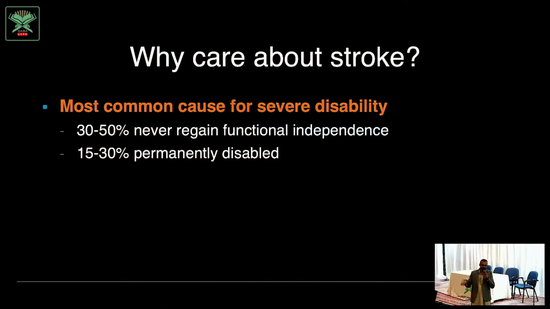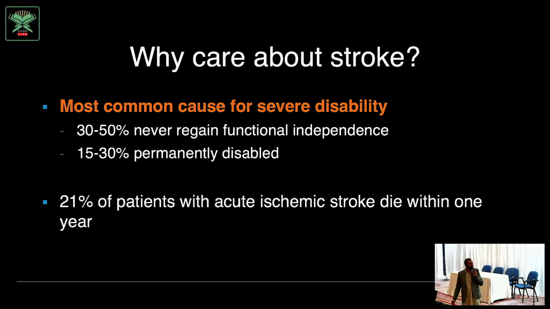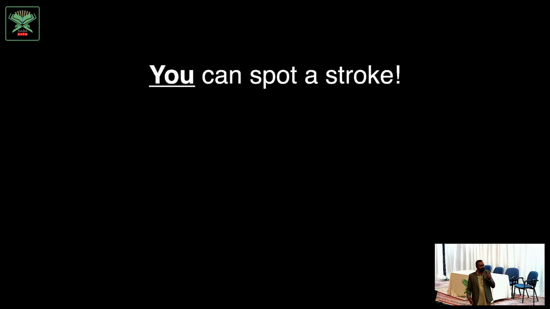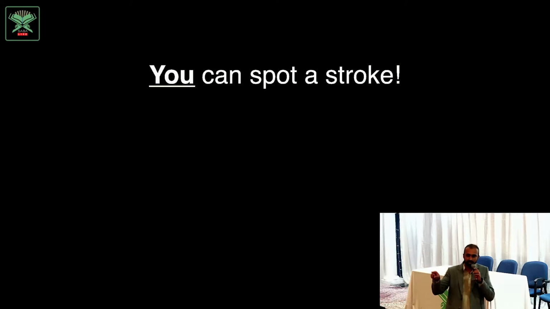My message for you today is that you should care about stroke because it is the most common cause of disability in the world. Out of 5 people who have a stroke, 2 of them will not be able to live independently afterwards, and a 3rd person will be permanently disabled. That means not able to walk or talk. About one of those 5 people will die within that year, and it has an occurrence of about 800,000 in the United States daily.